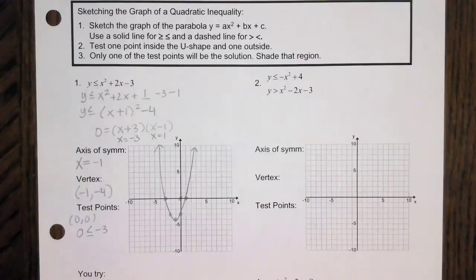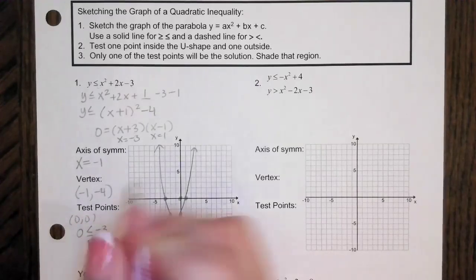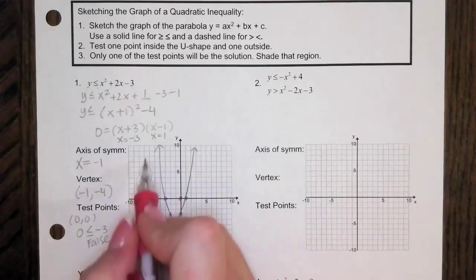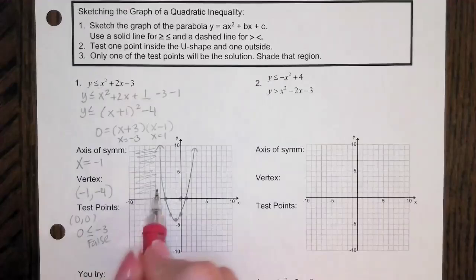And we plugged in 0 for y. So we determine, is this a true statement? Remember, the bigger number has to be on the open side of this inequality. And -3 is not bigger than 0. So this is false. So I know my solutions are not on the inside of this parabola. That means that the solutions are on the outside, the opposite side.